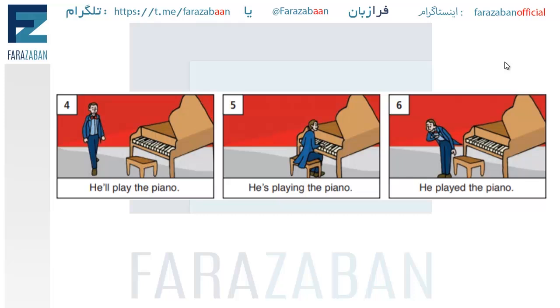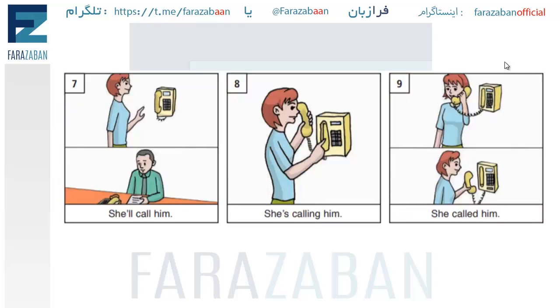پس اولی که آینده است، وسطی که حال استمراریه، اینا رو مرور کردیم. به آخری ها خیلی بیشتر دقت کنید. He played the piano و سعی کنید متوجه بشید که چه تفاوتی کرده فعلمون. She'll call him. She's calling him. She called him.